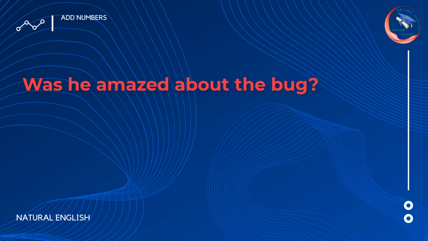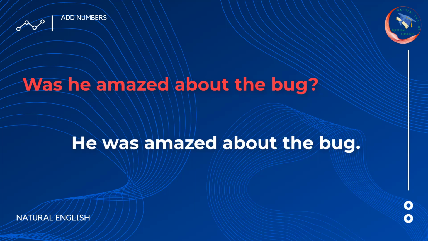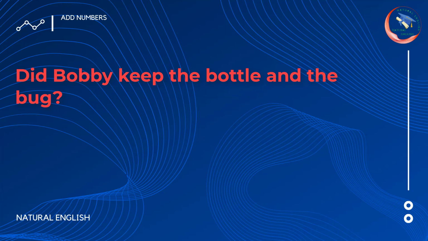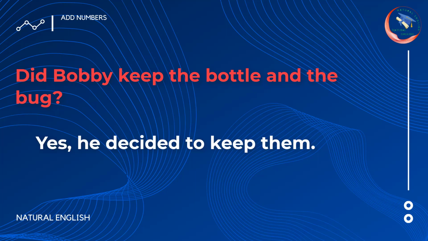Was he amazed about the bug? He was amazed about the bug. Did Bobby keep the bottle and the bug? Yes, he decided to keep them.